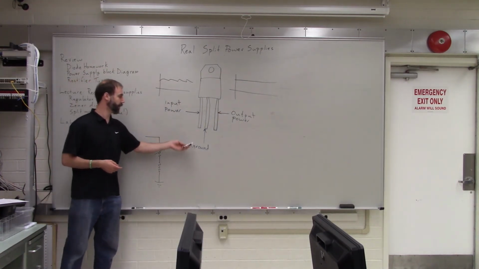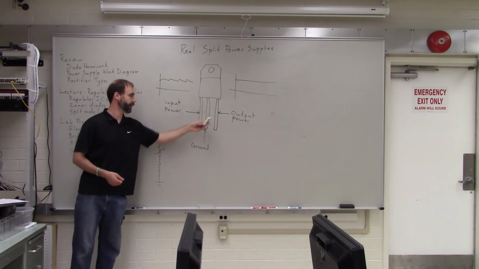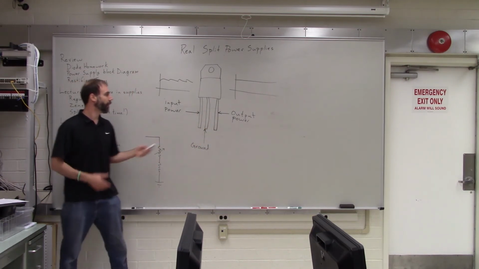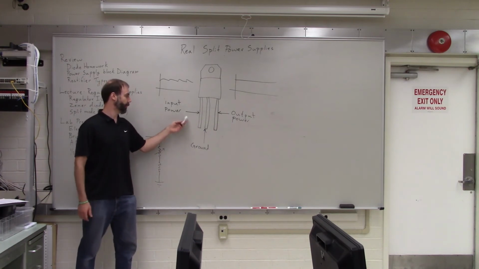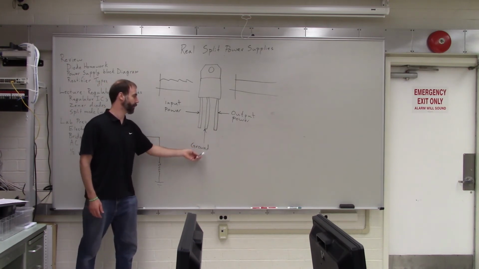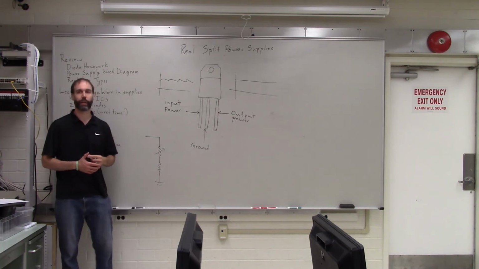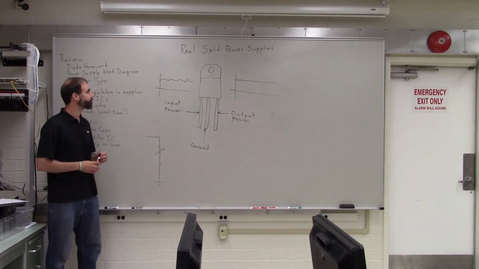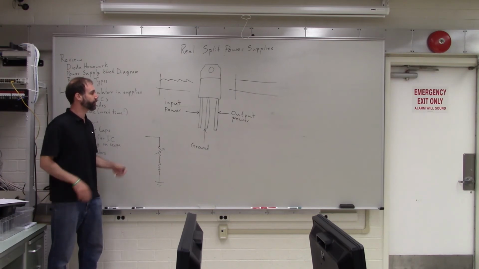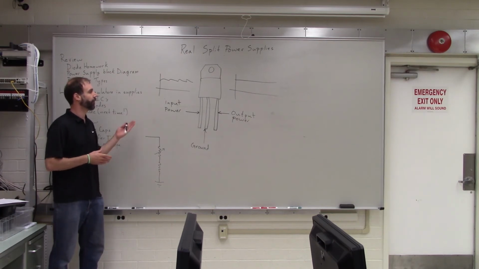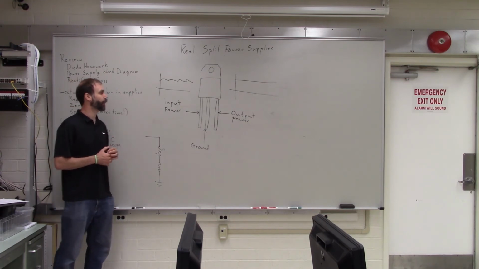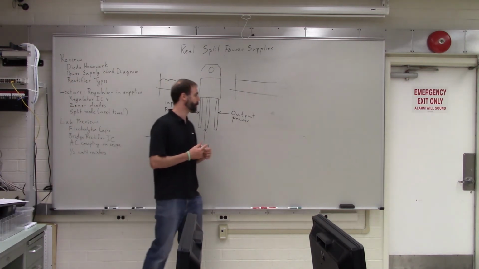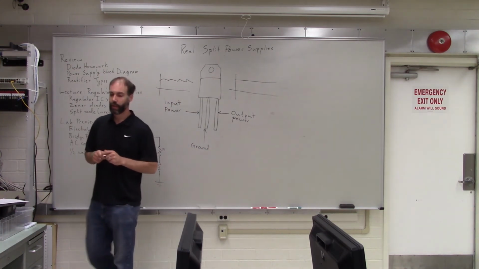Again, don't quote me on the exact order of these legs. It can vary from one chip to another. But this is the general. Each chip has an input power leg, a ground leg, and an output power leg. Okay? So that is the basic structure of what a regulator is, what it does, what a regulator chip does.